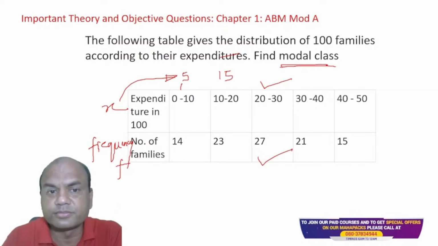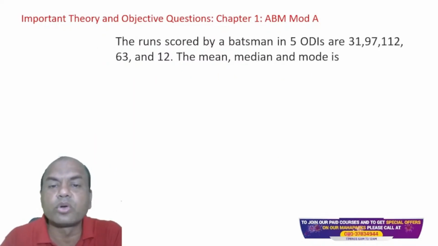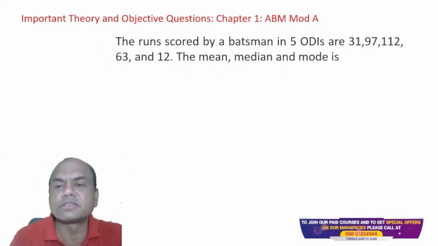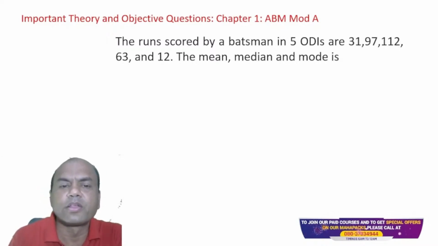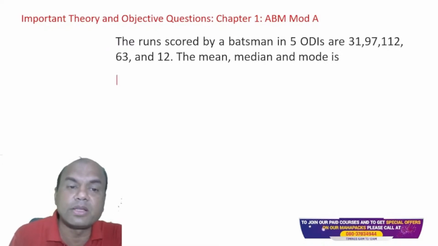Move on. The runs scored by a batsman in 5 ODIs are 31, 97, 112, 63 and 12. Find the mean, median and mode. So what is this? Mean, median and mode. So first let's find out mean. What is mean?